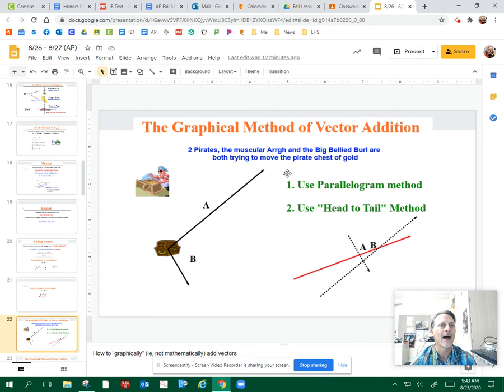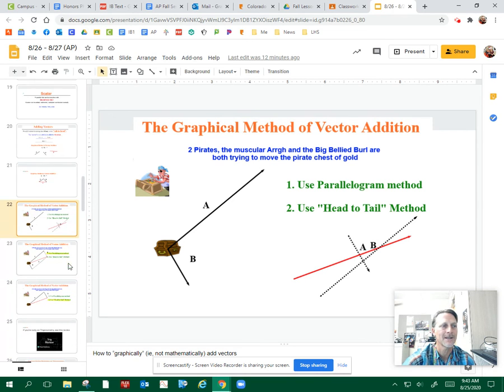Now, they both have different strengths. Arr is really strong, and he has this vector A going on. The fact that A is bigger than B is because he's pushing really hard compared to big-bellied Burl. And if you look at the vector direction compared to Burl's, they're both pushing it. But imagine that this chest is going to go somewhere between these two. We can use two methods, one called the parallelogram method and the other called the head-to-tail method, to determine the actual motion of the treasure chest as a result of both of those guys pushing it at the same time.